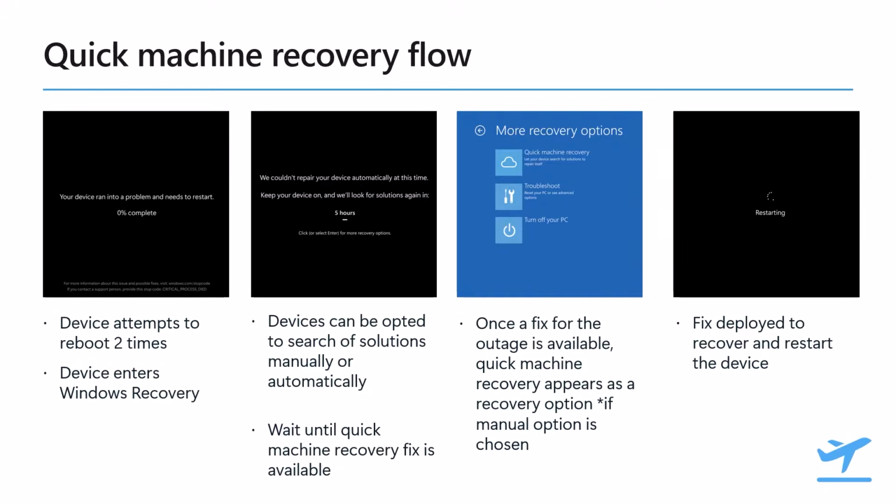However, if the manual option is selected, where the user wants to manually click on the fix or the option that is available, they would see something like step 3 here, where quick machine recovery will be available as one of the recovery options. The user will then decide to click on the quick machine recovery option, and once that is done, the device will be offered the fix, after which it will be able to deploy and then recover and remediate into the main OS.